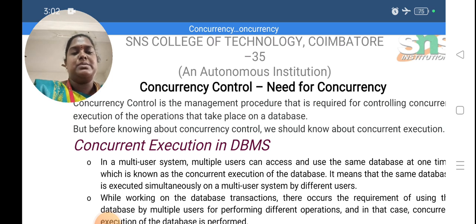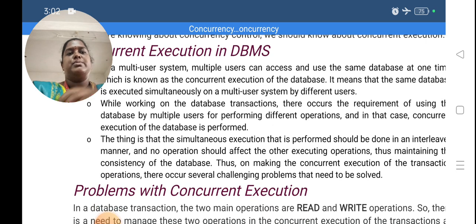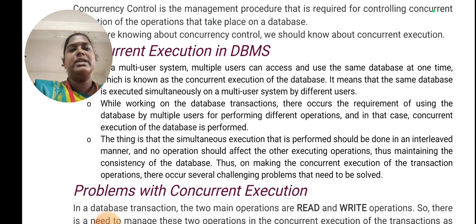Concurrent execution in DBMS means it is a multi-user system. Multiple users can access and use the same database at one time, which is known as concurrent execution of the database. It means that the same database is executed simultaneously on multiple user systems by different users. While working on database transactions, there is a requirement of using the database by multiple users for performing different operations, and in that case concurrent execution of the database is performed.